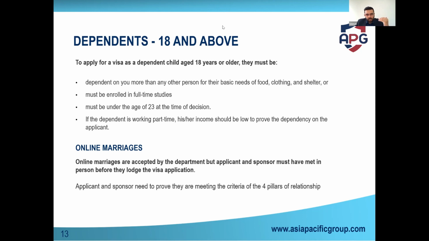But the general criteria is if the partner's children are under the age of 23, they can easily come to Australia as long as they're not earning a lot of money or working full time. So in these cases, we recommend people to not apply for dependents who are, let's say, 20 years old and already working full time. So that's something you have to be careful about.